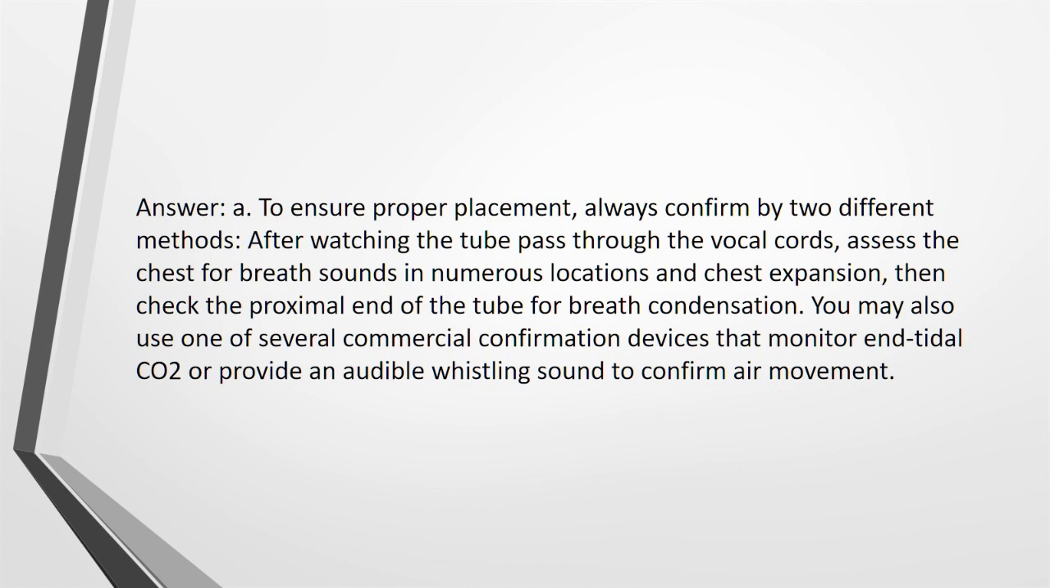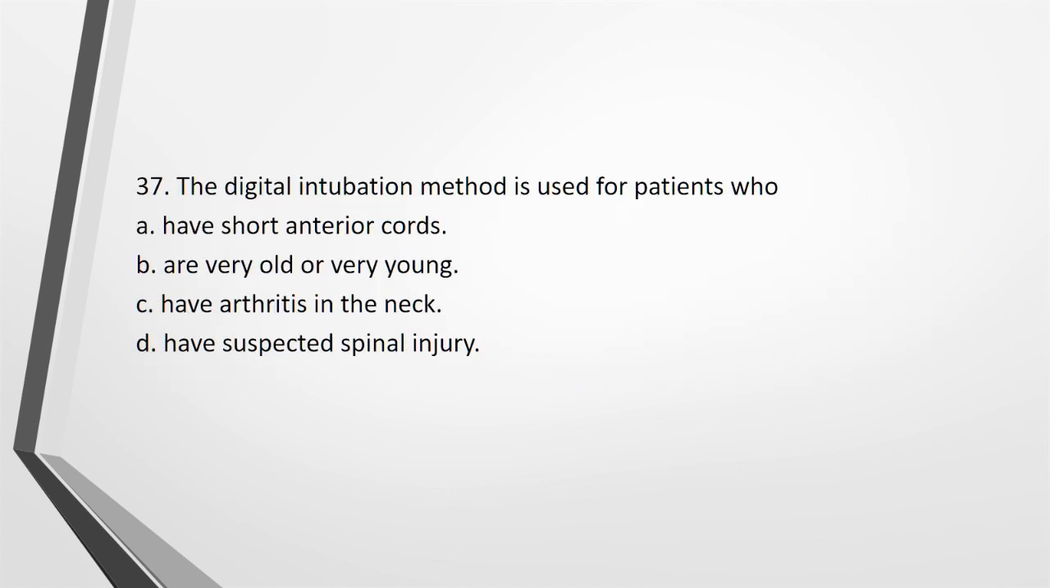36. To ensure proper placement of the endotracheal tube, you should. Answer: A. To ensure proper placement, always confirm by two different methods. After watching the tube pass through the vocal cords, assess the chest for breath sounds in numerous locations and chest expansion. Then check the proximal end of the tube for breath condensation. You may also use one of several commercial confirmation devices that monitor end-tidal CO2 or provide an audible whistling sound to confirm air movement.